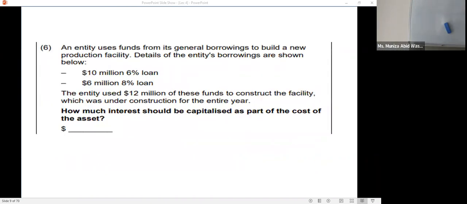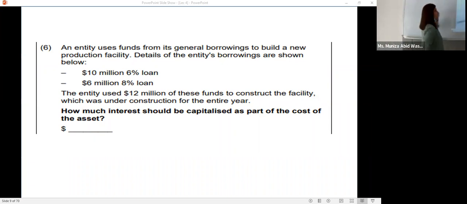Okay. Question number 6. How much interest should be capitalized as part of the cost of the asset? Now this should be non-trivial. It is IS 23 again. We have recently discussed it. An entity uses funds from its general borrowings to build a new production facility. Details of the entity's borrowings are shown below. $10 million, 6% loan, $6 million, 8% loan. The entity used $12 million of these funds to construct the facility, which was under construction for the entire year. So how much interest should be capitalized as part of the cost of the asset?